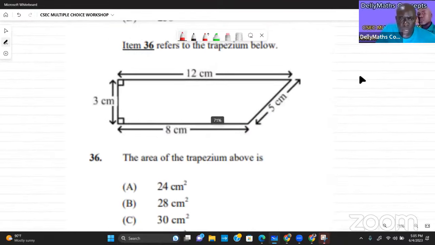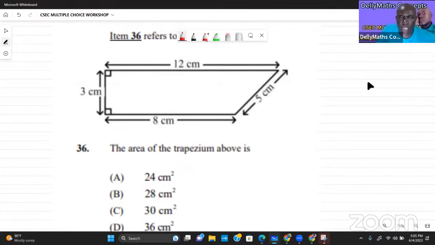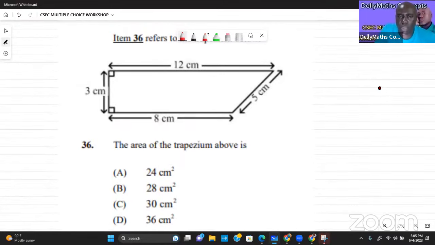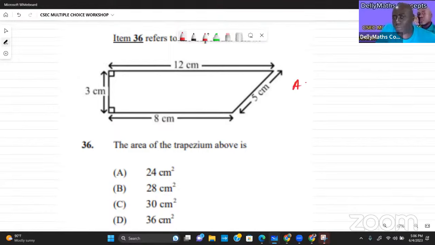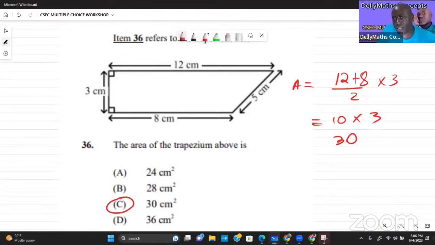All right, let's see what they want here. Area of this trapezium. The area of the trapezium is found by using half the sum of the parallel sides. The parallel sides are as follows: 12 plus 8, half of that, by 3. 12 and 8 is 20. 20 divided by 2 is 10. 10 times 3 would give you 30. So the answer is C. It's half the sum of the parallel sides, and you multiply that by the height.